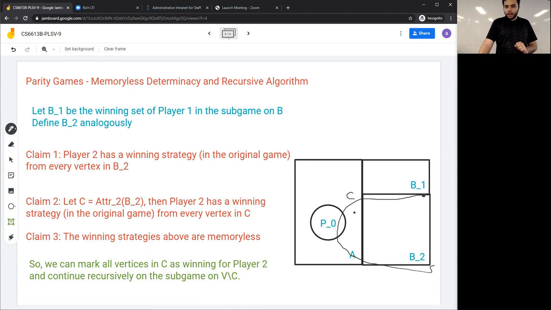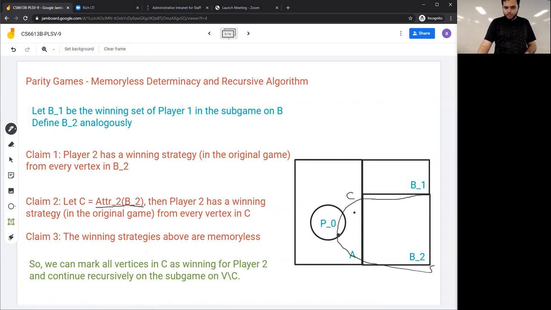Okay, so I now found a set C from which I know that player two always wins and has a memoryless strategy. Now everything is quite similar to the Büchi case. So you just remove C, because you know that player two could win everywhere in C, and just recursively solve the rest of the game, right? And again, why can I do this? Why is the rest of the game a subgame? Because, well, C was the attractor two of B2. So the complement of C is a trap for player two, and traps are subgames, right?